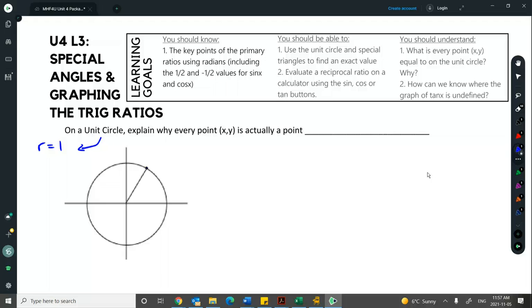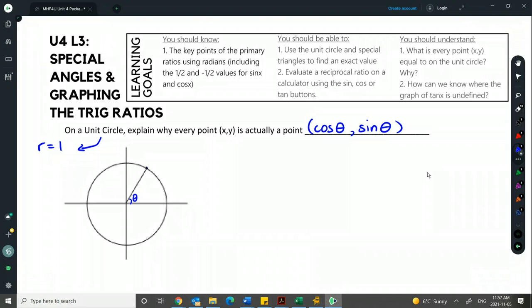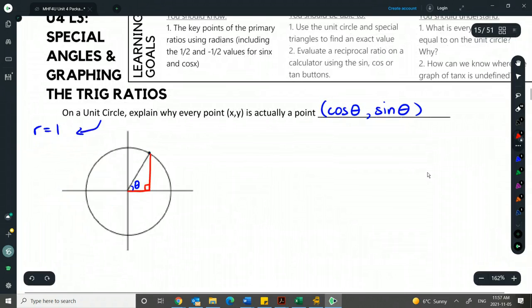So the unit circle is a circle with radius 1, and I'm going to explain to you why every point x, y is actually a point cos theta, sine theta for any rotation of an angle. So let's discuss this. Here is my rotation, an arbitrary rotation of theta. We always create a right angled triangle with the closest horizontal to figure out information about our theta and our side ratios. So I'm going to create a right angled triangle with the closest horizontal here.